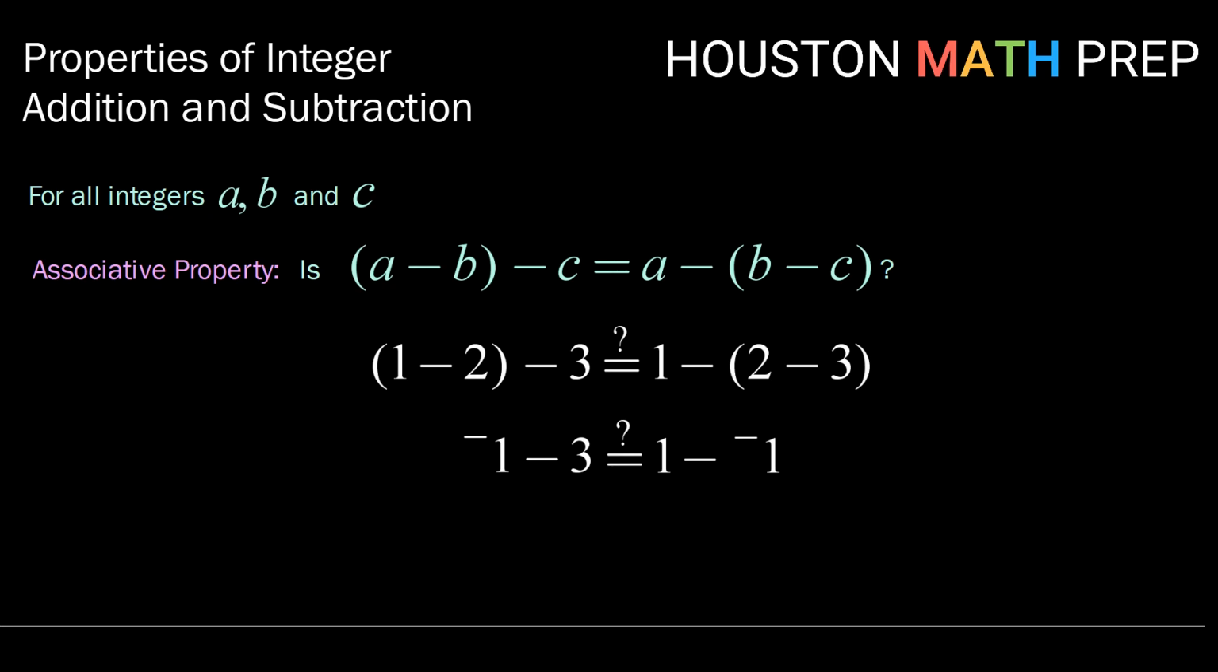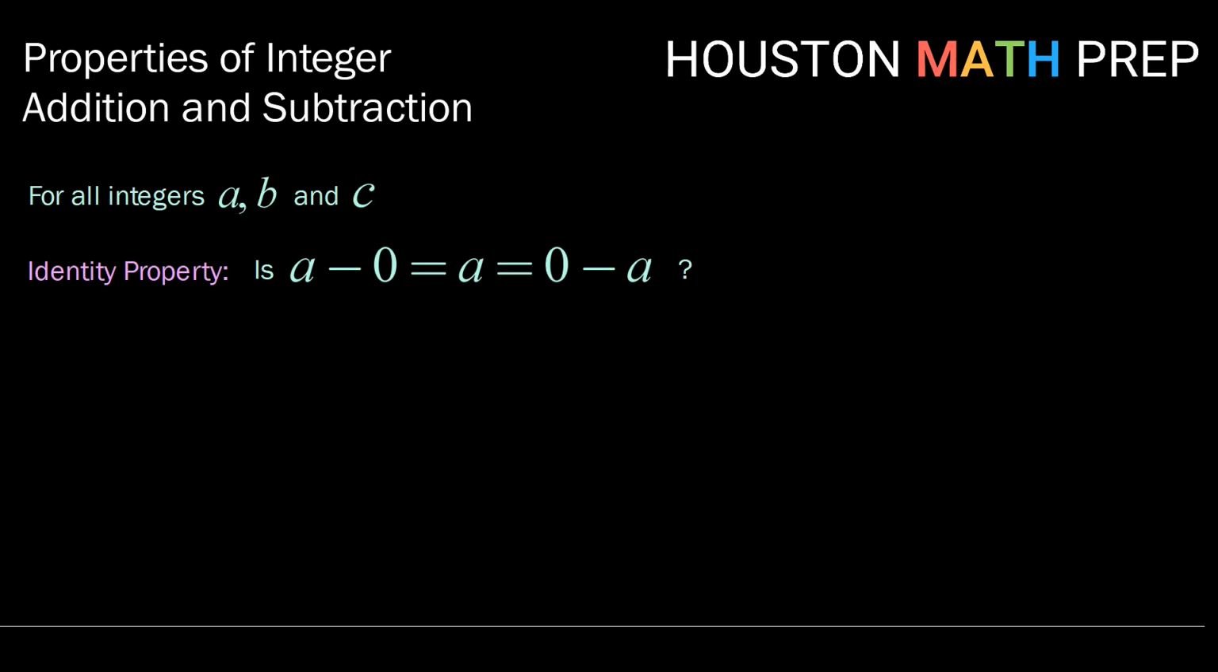Still not sure if these are equal, so let's finish it up. What is negative 1 minus 3? Well, that's negative 4. How about 1 minus negative 1? Using the addition of opposites, we get that that is equal to 2. And certainly, negative 4 is not equal to 2. So, if for even one group of integers this is not true, then the associative property does not apply to integer subtraction.